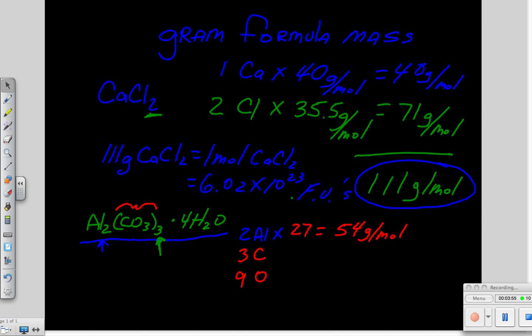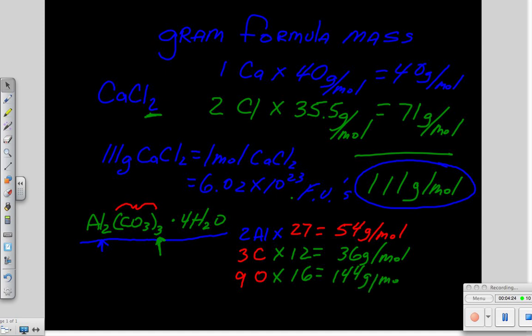If I keep going, 3 carbons, the gram molar mass of carbon is 12. So that means those 3 carbons are going to add up to be 36 grams per mole. And oxygen has a mass of 16. So 9 times 16 turns out to be 144 grams per mole.